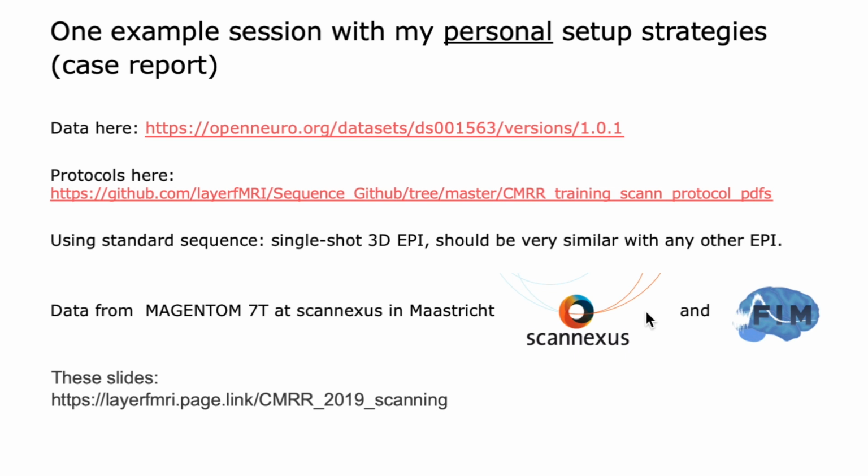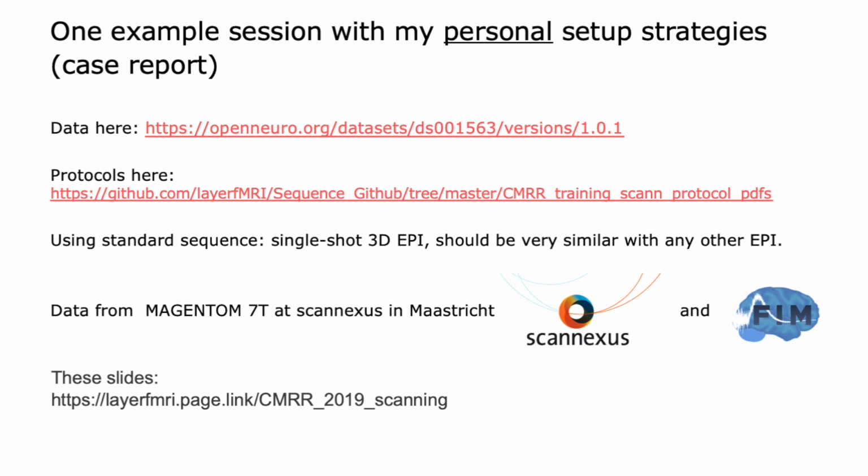And the sequence that I will focus on, as per request from Cheryl, is a very standard EPI, which acquires an entire k-space plane within one shot. And I will mostly focus on Siemens 7 Tesla systems, which is the vast majority of layer-dependent fMRI scanners worldwide. However, I believe that almost every parameter that I will talk about here has some counterpart for Philips or GE scanners or systems too.